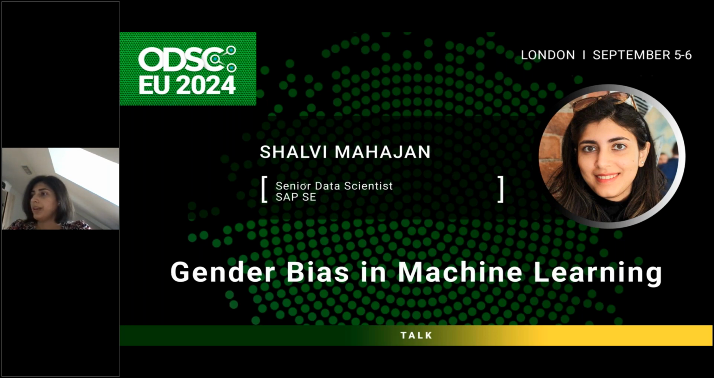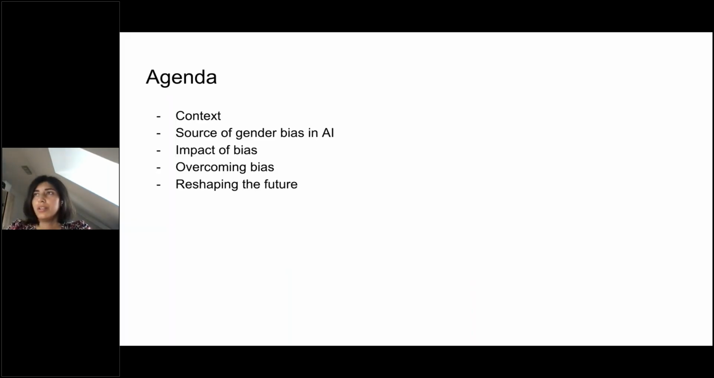So first of all, the agenda for today: we will be talking about the context, then about how the source of such biases in AI arises, the impact of such biases in the future, and overcoming them and reshaping the future.